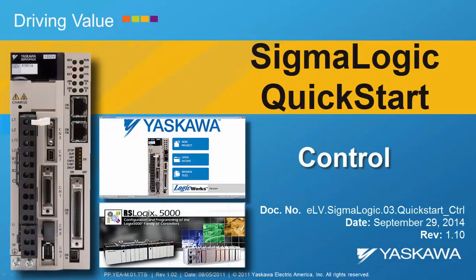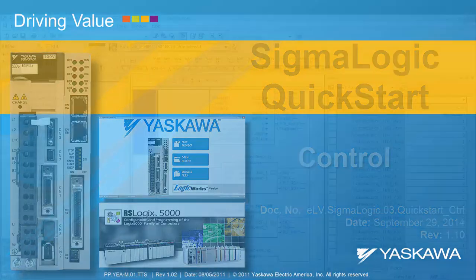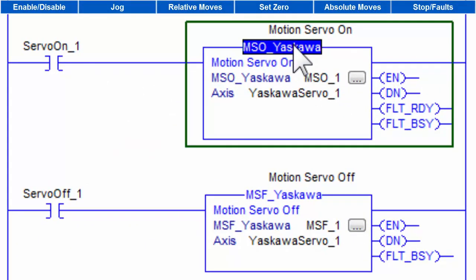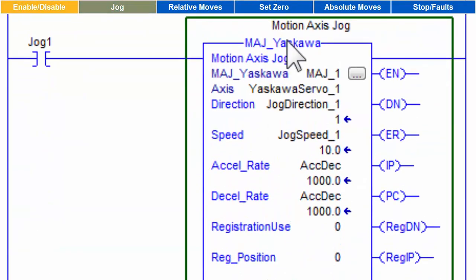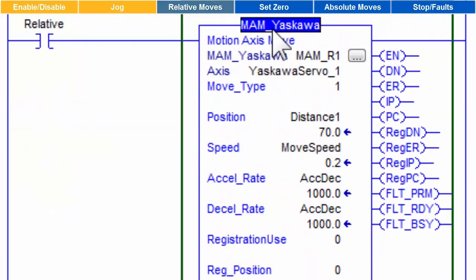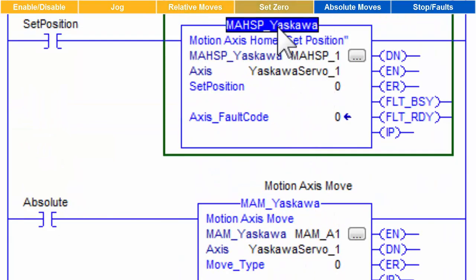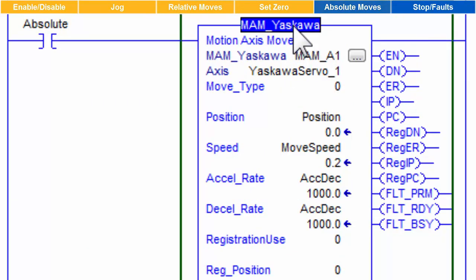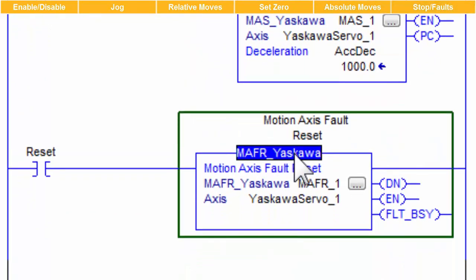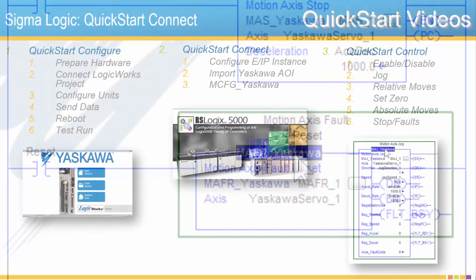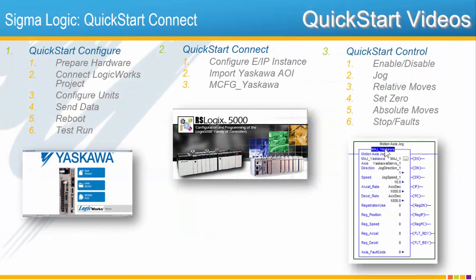This video shows how to command simple motion with the SigmaLogic servo using Yaskawa's AOIs in the SigmaLogic's 5000 programming environment. We'll show how to enable and disable the servo, jog, relative positioning, set the zero position, absolute positioning, stop a move in progress, and handle faults. This is video number 3 in the Quickstart series.